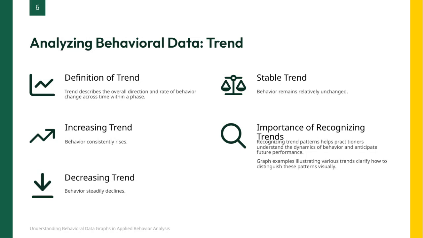When we talk about trends in behavioral data, we're looking at the general direction and speed of behavior changes over a period of time within a given phase. An increasing trend means a behavior is consistently going up, showing steady growth. On the other hand, a decreasing trend indicates a behavior is steadily declining. And a stable trend means the behavior stays relatively the same with little to no change.